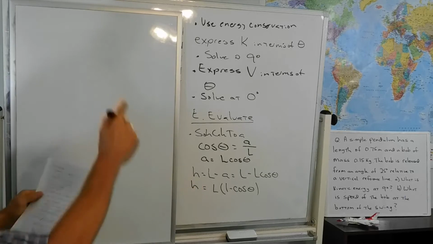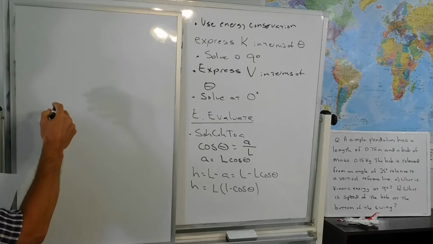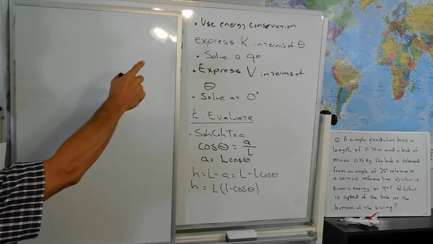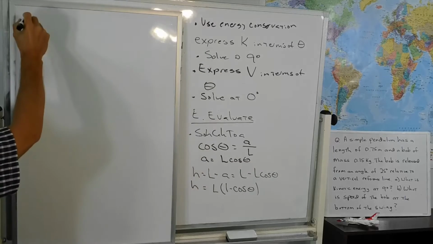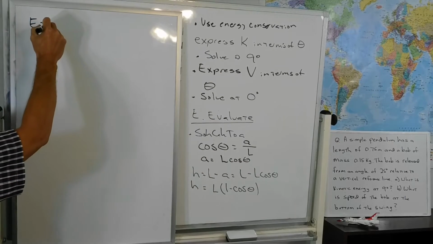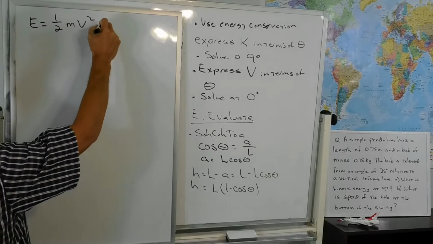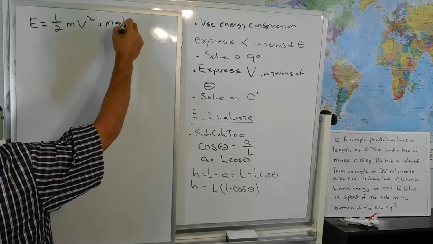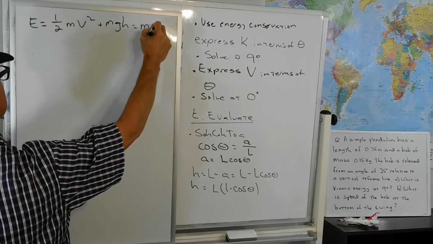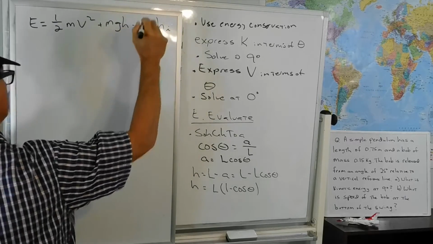Okay, so now we're using conservation of energy to express K in terms of theta. So the total mechanical energy is 1/2 mv squared plus mgh. And this is equal to mgh initial, right?